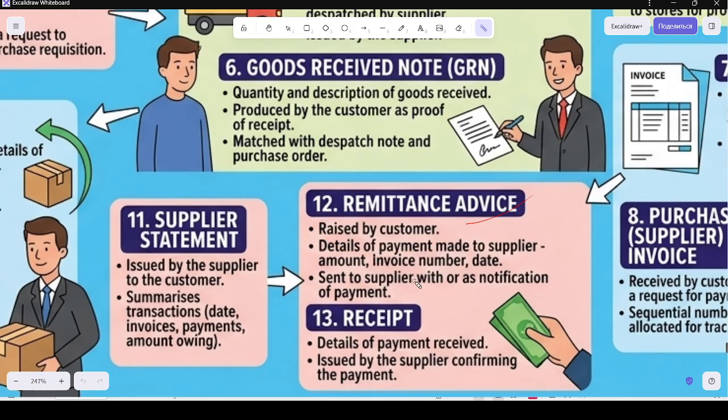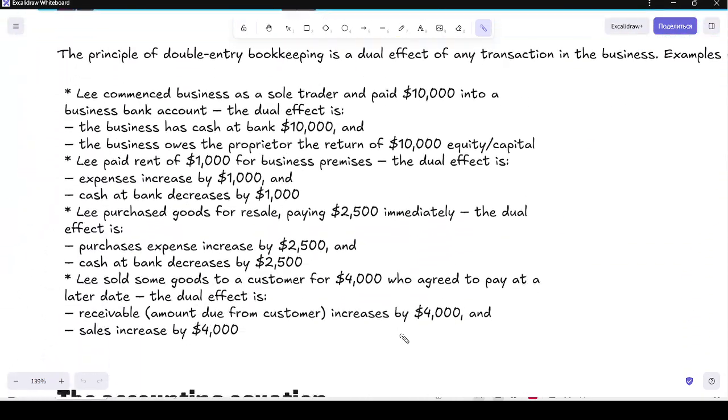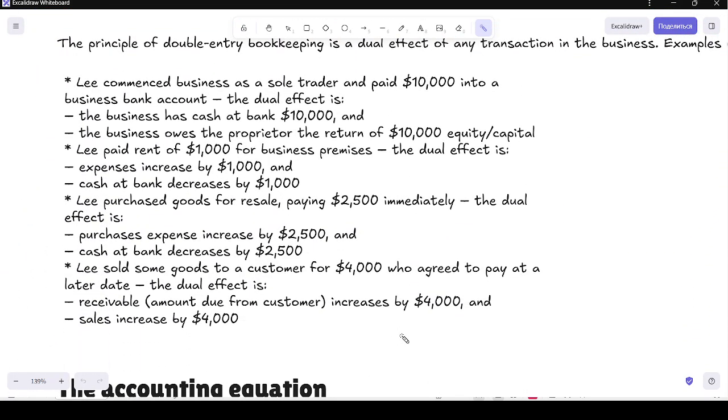The remittance advice. Remittance advice is issued by the customer as proof of payment and sent to the supplier. If the supplier receives the payment, it issues a receipt. That's all. After that, let's talk about the principles of double entry bookkeeping.